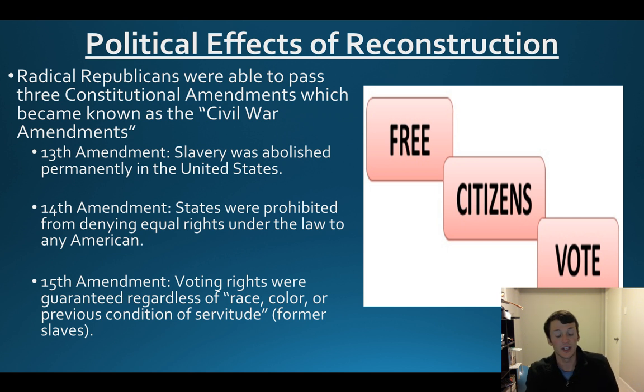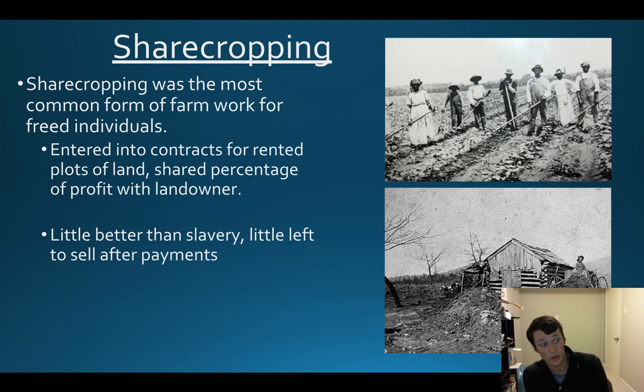But we know that the South is going to kind of ignore that stuff going forward a bit. We talked about sharecropping, right, which is the most common form of work for freed individuals, and it's often not so dissimilar to slavery itself, right? They enter contracts for rented plots of land and shared a percentage of profits with the landowners and rented tools and things like that, and when it was all said and done, they really had almost nothing left, right? So if you're working the land and this landowner is making the profits and you're not making much at all, if anything, how different is that from slavery, right? But that's kind of all these people were able to do. It was their skill set. They were essentially wartime refugees and had no places to go at the end of the war, and that's the sad circumstance of where many of these people ended up, right?